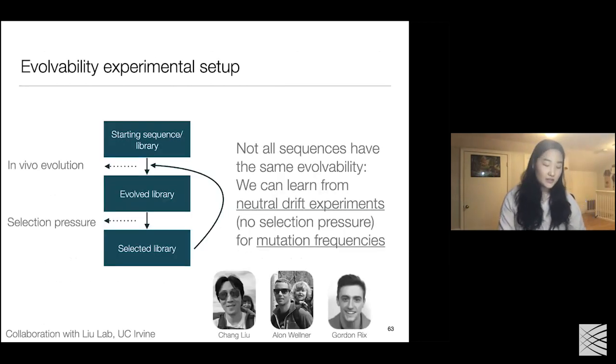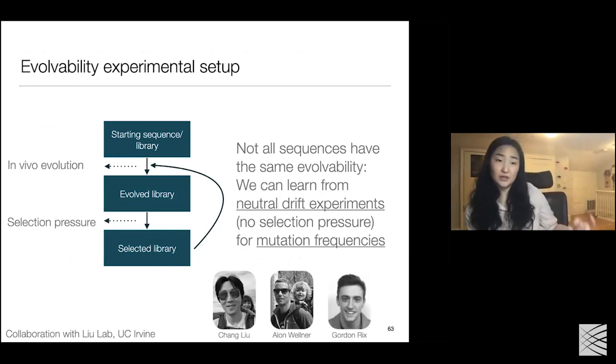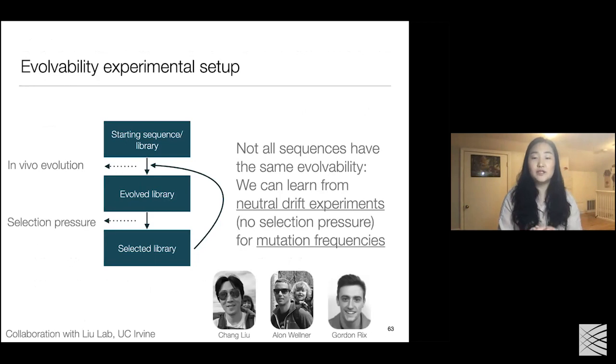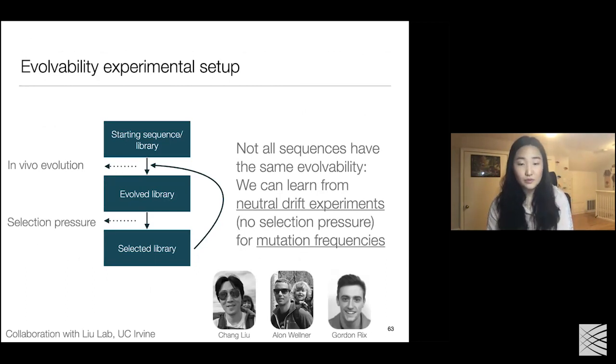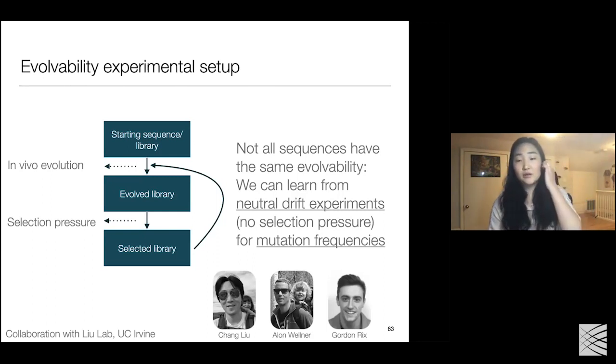And switching gears a little bit, we can also learn about evolvability. This isn't necessarily an inherent feature of a sequence, such as thermostability or polyreactivity that might be important in organisms, but evolvability, in terms of the experimental setup that we have in collaboration with the Orthorep system, the Lou lab, is that not all sequences have the same evolvability. We are working to learn these from neutral drift experiments that Gordon and Alon Wellner are doing, with and without selection pressure, so we can get these mutation frequencies.